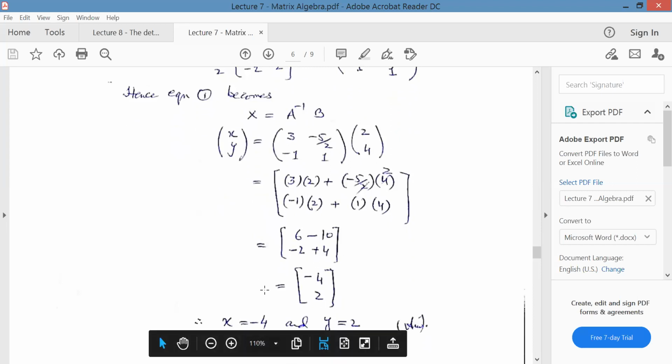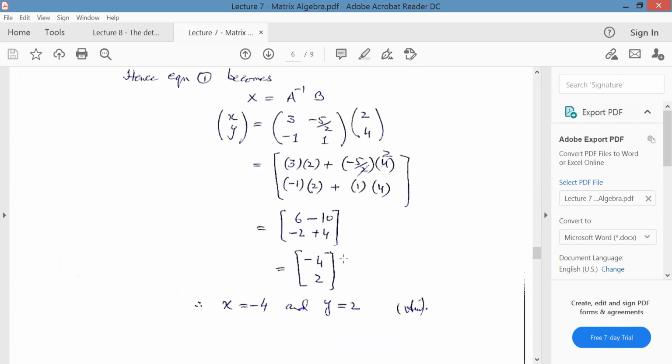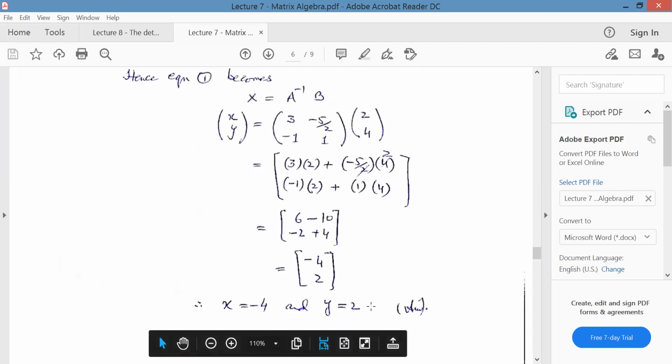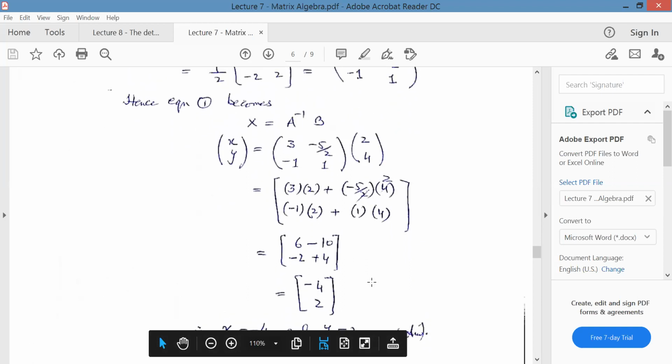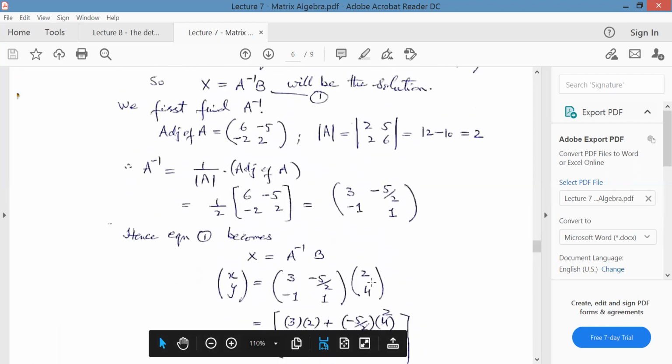तो यहाँ पे क्या था xy, तो फर्स्ट एलिमेंट फर्स्ट के बराबर होगा और सेकंड के बराबर होगा. The first element x is minus 4 and the second element y is equal to 2. So gentlemen, this is the answer. You can verify whether you have got the correct answer. Just put minus 4 and 2 in any of the equations.